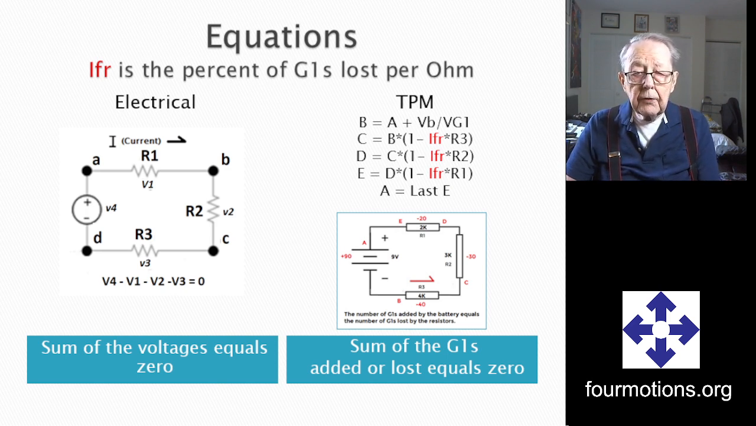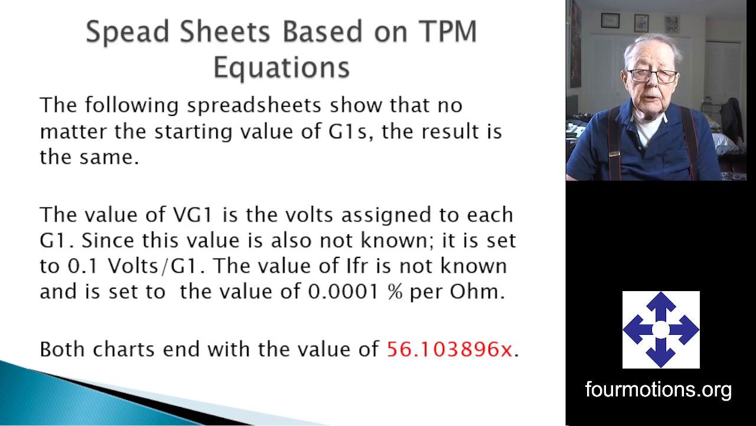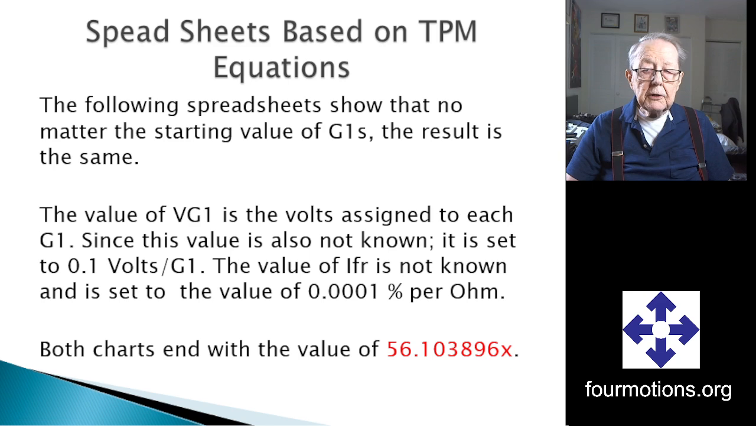So we've got both electrical equations and TPM equations. Now I'm going to do spreadsheets based on TPM equations. The following spreadsheets show that no matter the starting value of G1s, the result is the same. The value of VG1 is the volts assigned to each G1. Since this value is not known, it is set to 0.1 volts per G1. It's by arbitrary assignment, probably not even close to real, but that's the one I chose to use.